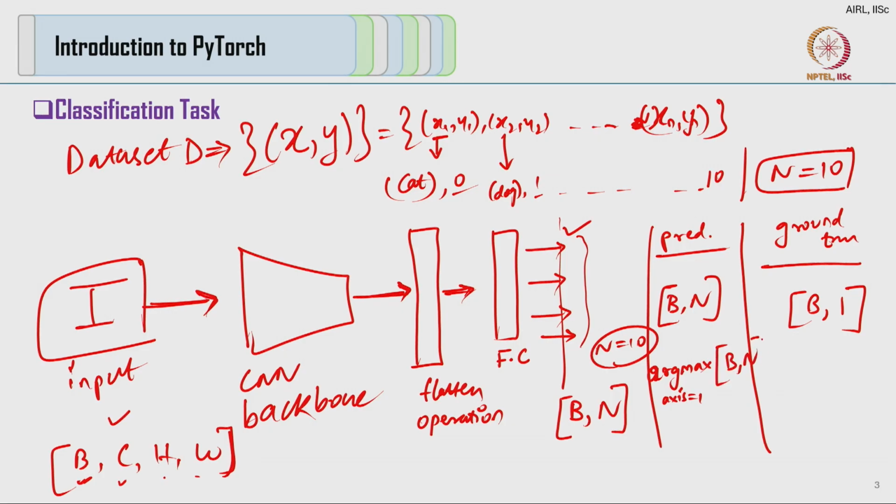Essentially this operation converts the shape of batch size cross n into only batch size cross 1, and now we can compare the ground truth with this. In the subsequent slides we will focus more on how this operation can be done. We will come back to this, but this is just to give a basic intuition.